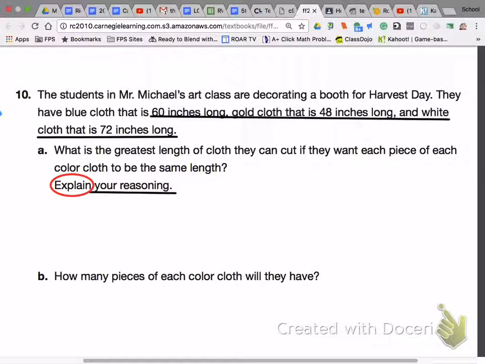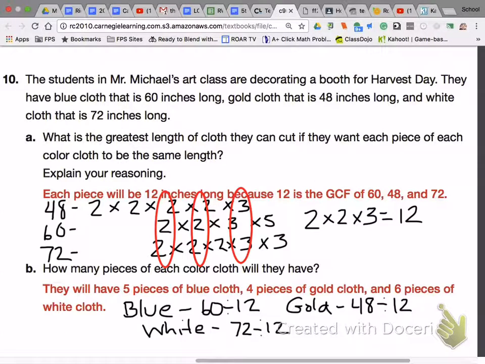Please answer number 10, letters A and B with your group. For letter A, each piece will be 12 inches long because 12 is the GCF of 60, 48, and 72. And for letter B, there will be 5 pieces of blue cloth, 4 pieces of gold cloth, and 6 pieces of white cloth.